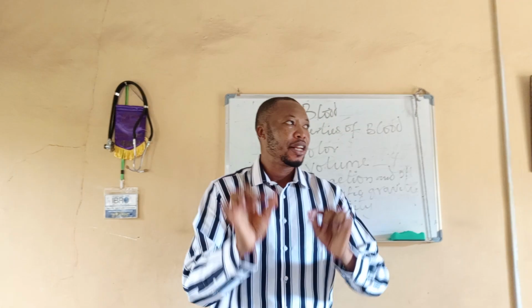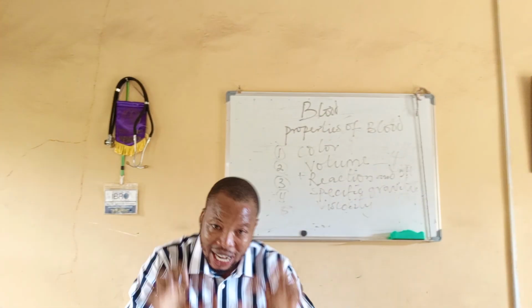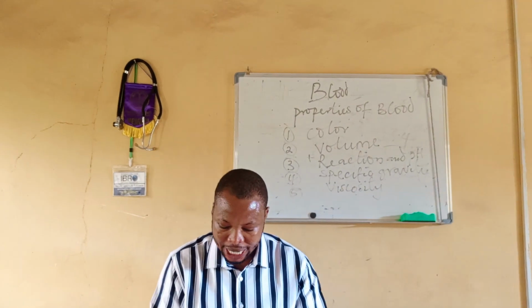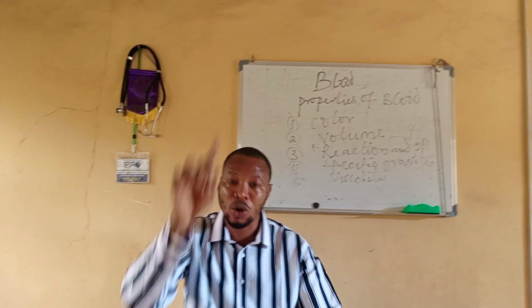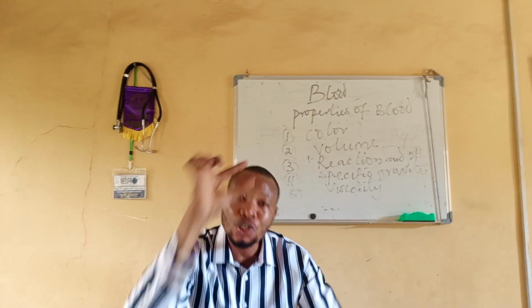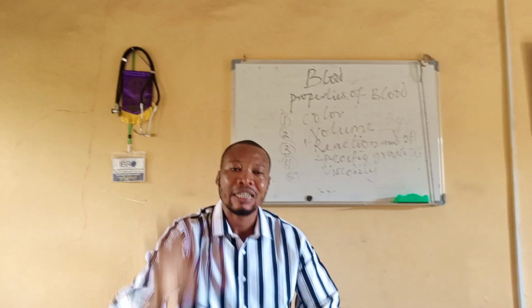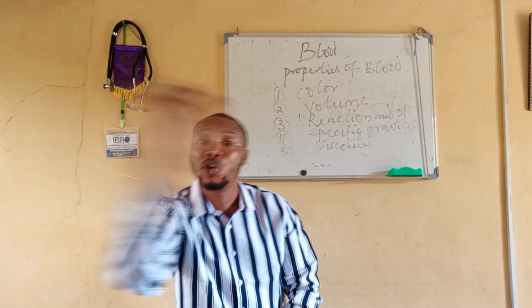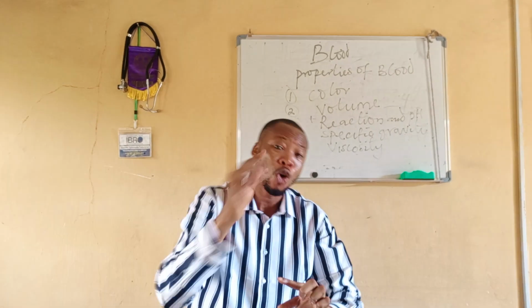So, that buffy layer is the aggregation. The buffy layer we are talking about is because of the aggregation of white blood cells and platelets. It is the aggregation of white blood cells and platelets that form the buffy layer, which is otherwise known as the buffy coat.